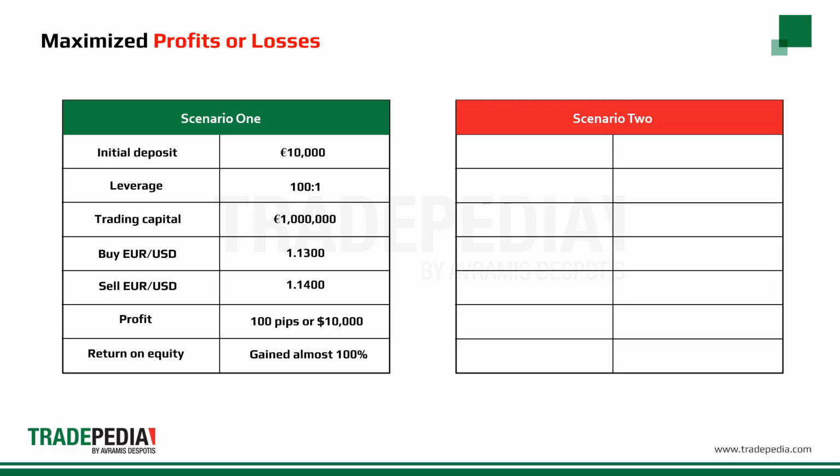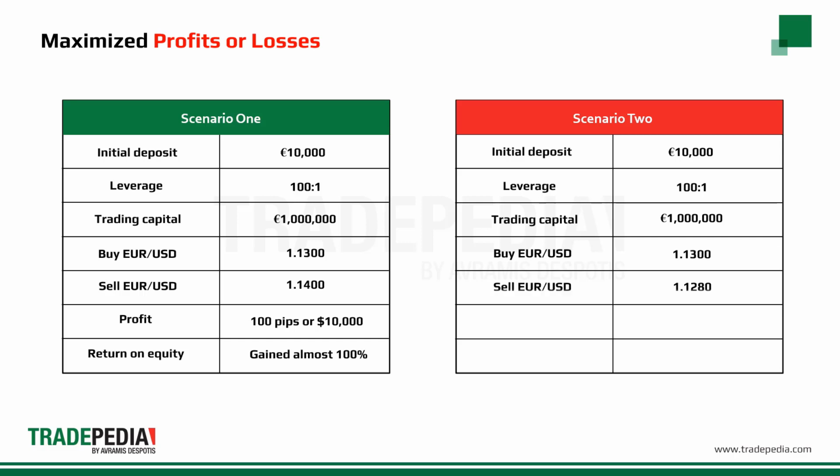In the second scenario, with an initial deposit of €10,000 with a leverage choice of 100-to-1, this gives us again a trading capital of €1 million. Again, we buy euro US dollar at 1.1300, but this time the price goes down and we sell to close our position at 1.1280. We lost 20 pips on this position, or $2,000. We lost almost 20% of our investment.